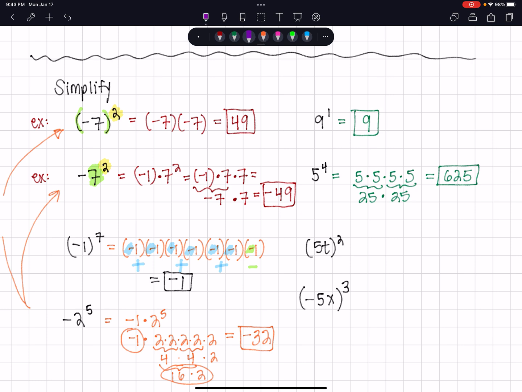(5t) raised to the 2nd power would be 5t times 5t. And then in this one, I'm going to reorganize 5 times t times 5 times t. 5 times 5 times t times t. And 5 times 5 is 25, and t times t is repeated multiplication. That would be t squared.